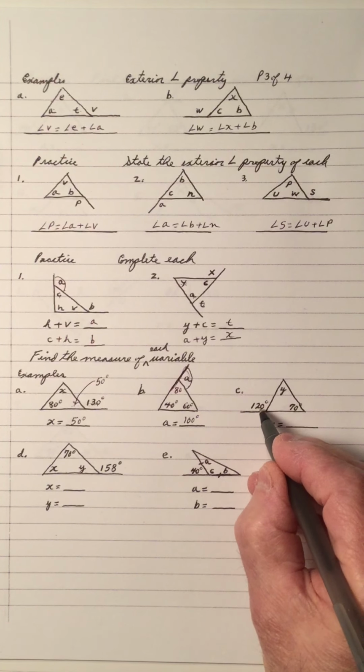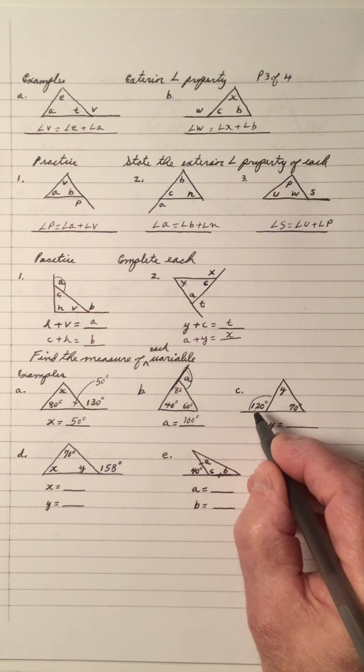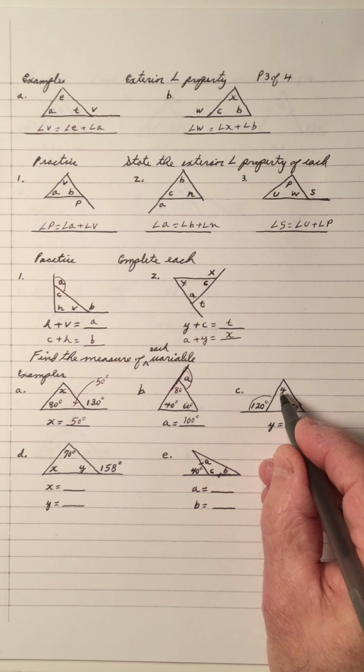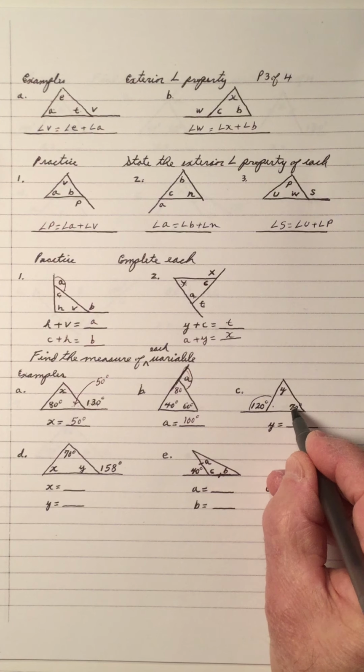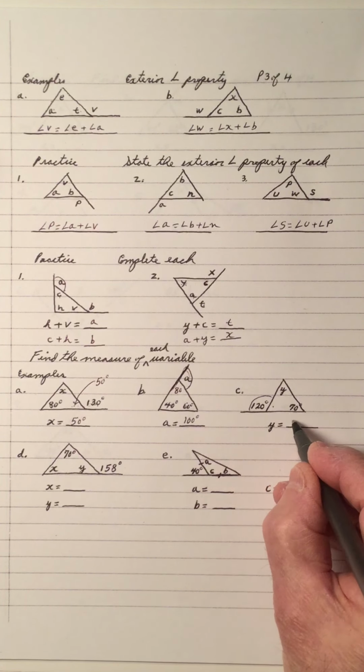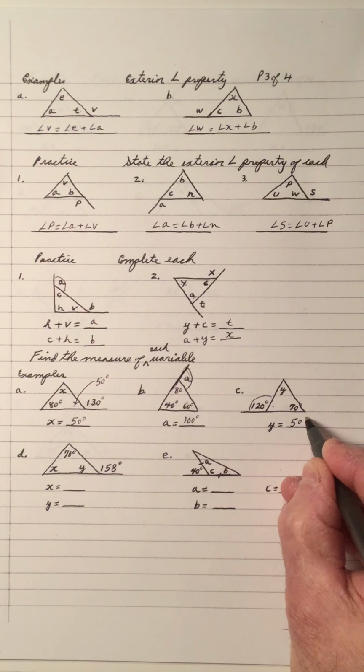Again, the exterior angle, which is 120, is equal to the sum of the two interior remote angles. That's the adjacent angle there. These are the two interior remote. So what number added to 70 gives you 120? And the answer is 50.